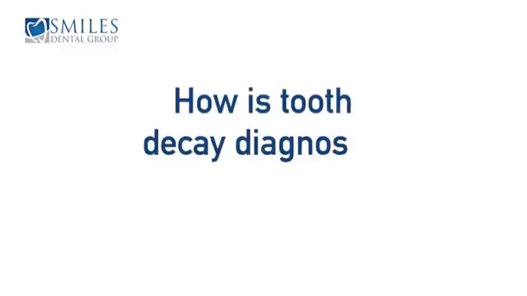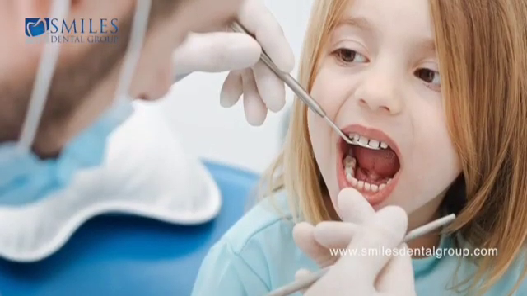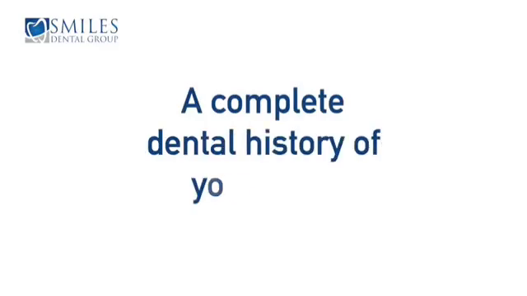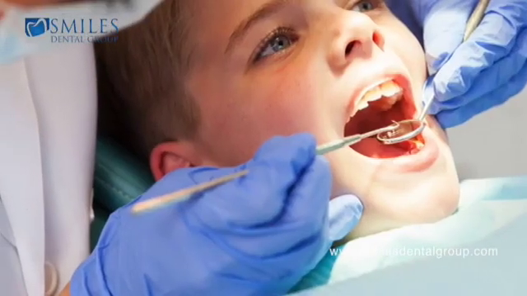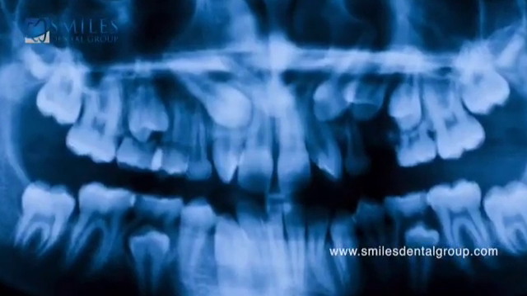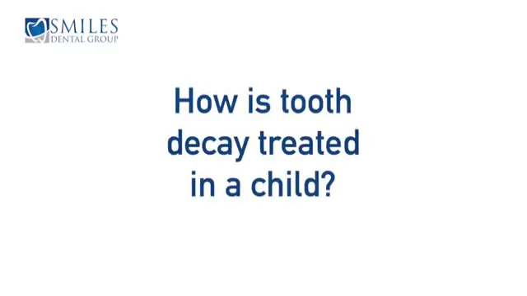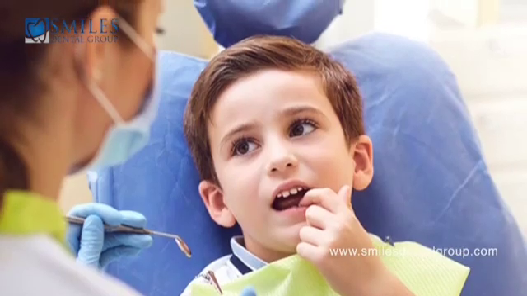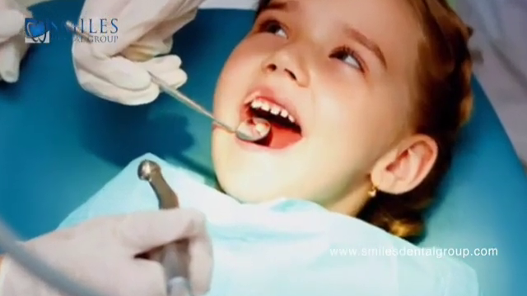How is tooth decay diagnosed in a child? Your child's dentist can usually diagnose tooth decay based on a complete dental history of your child, an examination of your child's mouth, dental x-rays. How is tooth decay treated in a child? Treatment will depend on your child's symptoms, age, and general health. It will also depend on how severe the condition is.